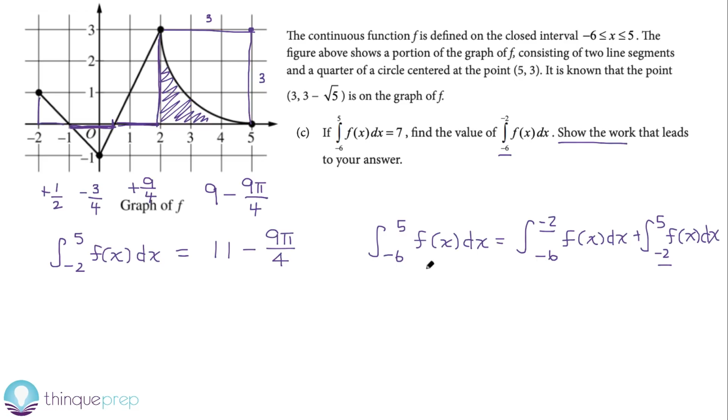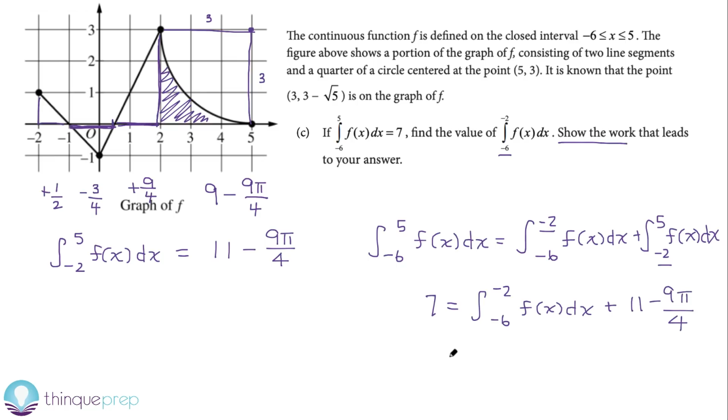Okay, so we can do some substitution then, right? We know that the left-hand side should equal 7 because that's what the question gives us. We're looking for this part, so we can just rewrite that. And then from earlier, we know that the integral from -2 to 5 is 11 minus 9 pi over 4.